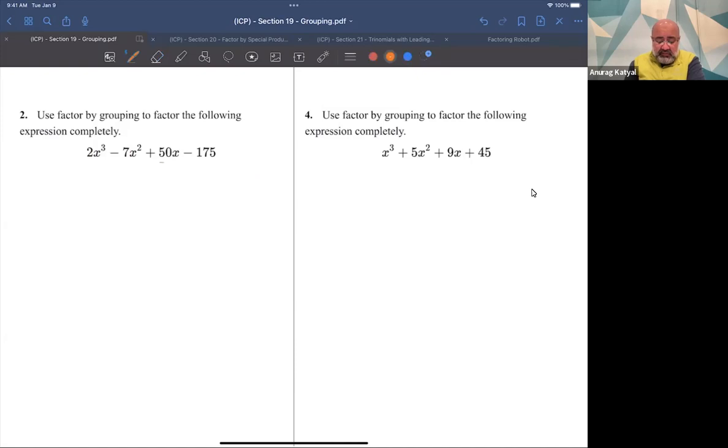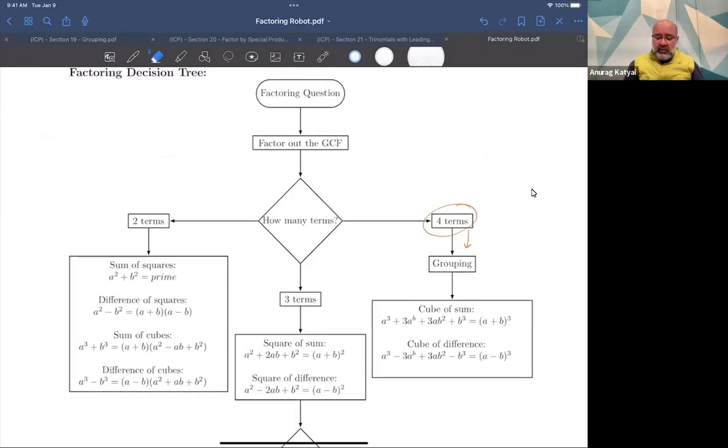So does 2 go into 50? Yes, but does 2 go into 7 or 175? No. Those are odd numbers, 2 is an even number. I can't really do anything with this. Which means number-wise, there is no GCF to be had. And then we look at variables. Well, all 3 terms have an x, but this term doesn't have an x. So there's no GCF to the entire problem, which again means if there's no GCF, I ask how many terms we have. Well, we have 4 terms, so then we consider grouping.